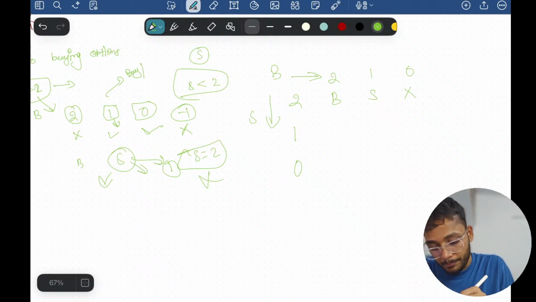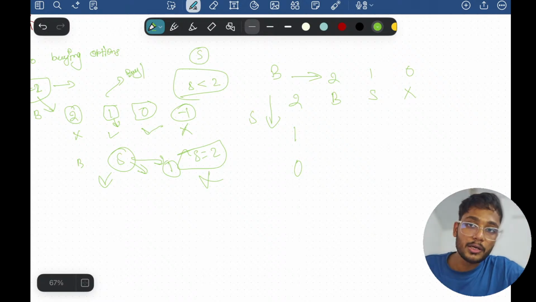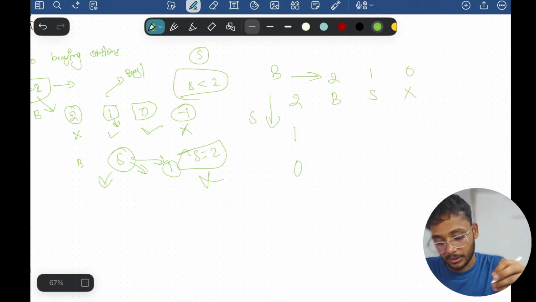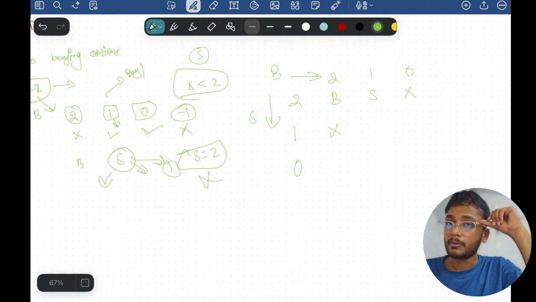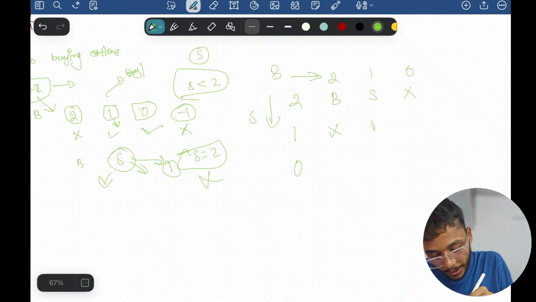When buy is 2 and sell is 1, sell is already 1 and buy is 2. That's also not possible. You have bought and you sold something, so that is also not a possible case. Another is buy is 1 and sell is 1. So what will you say? Buy is 1, sell is 1. Definitely you can only buy.